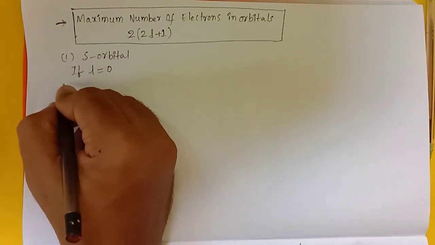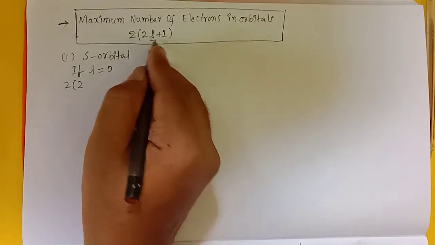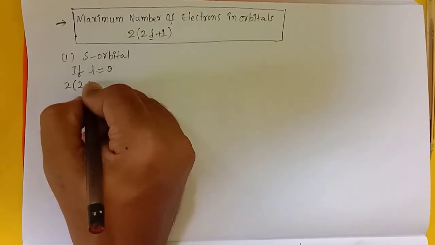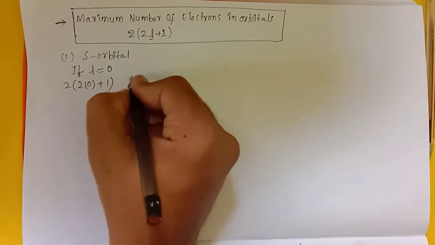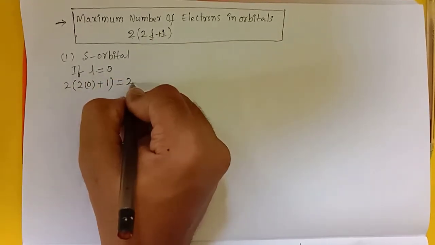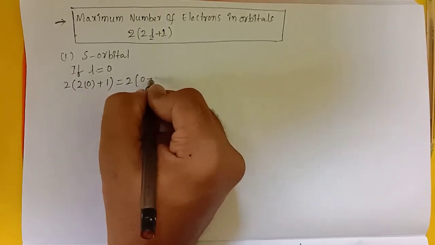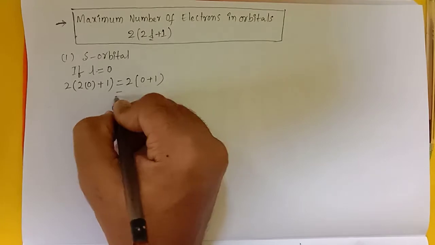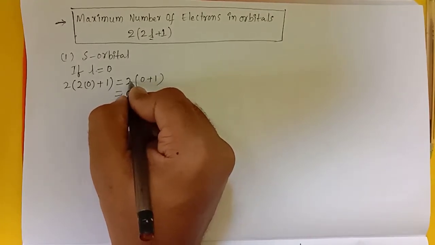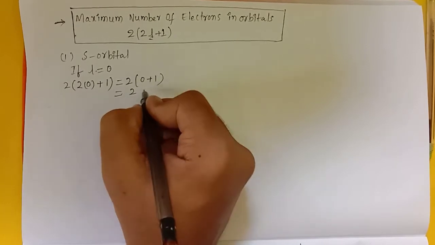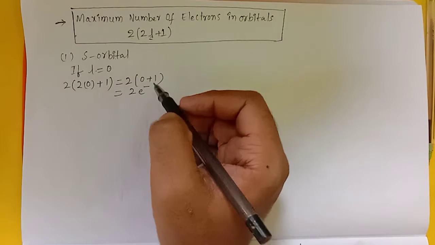Very easy. So 2 into (2L + 1), L is there. What do we do at L? Substitute 0. We substituted 0: 2 of (2 into 0 + 1). So 0 means we do not consider it here. 2 ones are 2. How many electrons? 2 electrons are present in the S orbital.